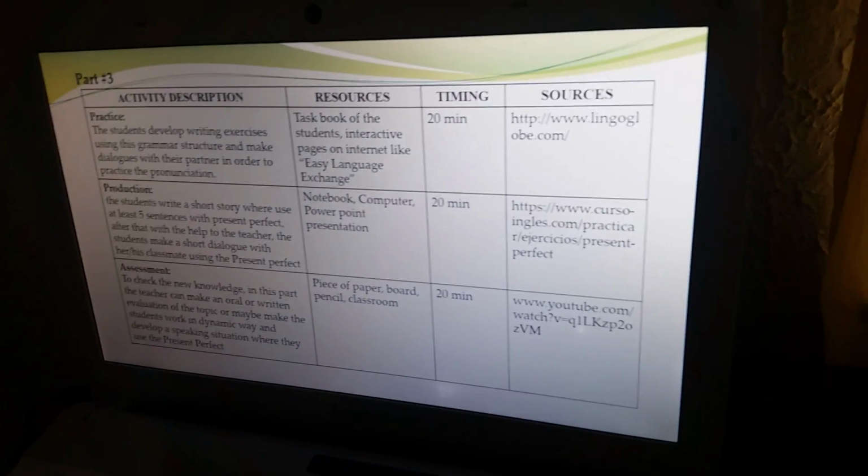Now I want to talk to you about the production. For this topic, the students write a short story where they have to use at least 5 sentences with the present perfect. The idea is that they can practice this topic a lot and use it in a perfect way.